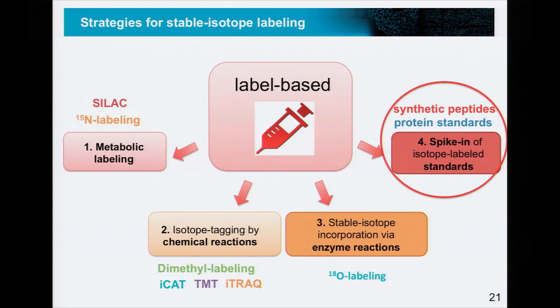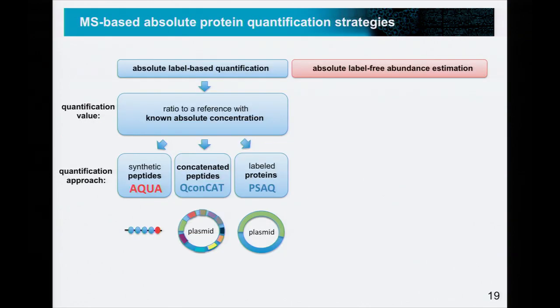So usually 3 different types of molecules are used, either synthetic peptides, often in the literature also referred to as AQUA peptides or as stable-isotope-labeled standards. Then there's another type of reference molecule. These are the Q-concats. Does any one of you know what a Q-concat is? Have you heard this expression before? Yeah, maybe one of you can explain it.